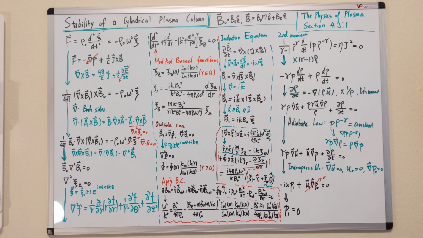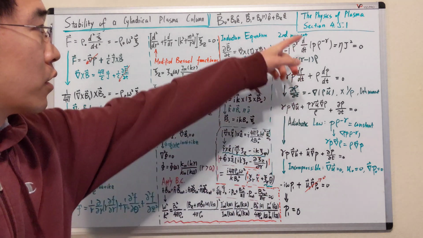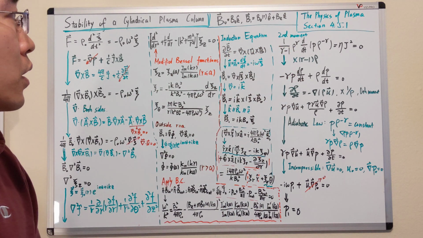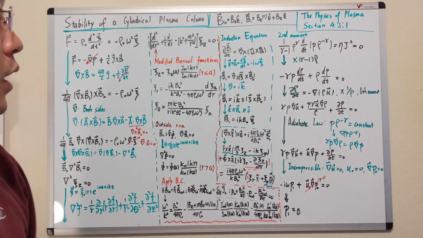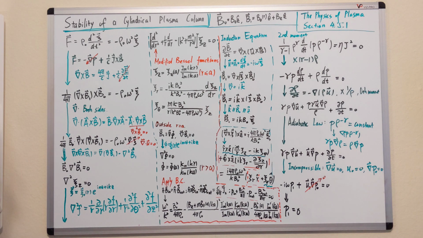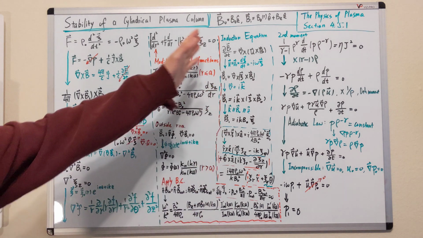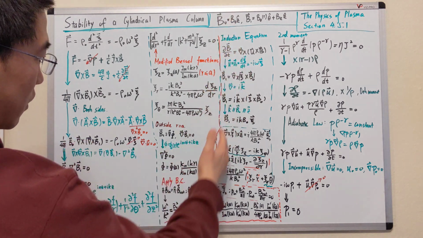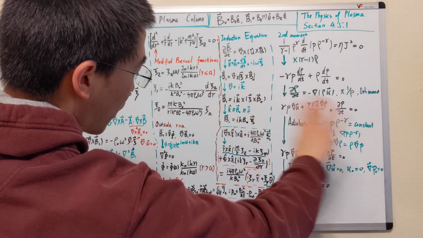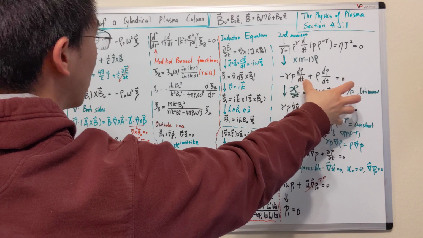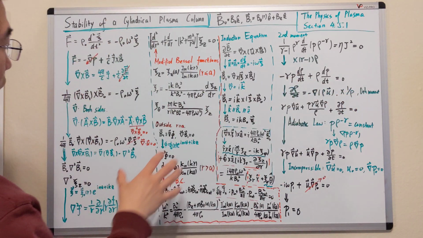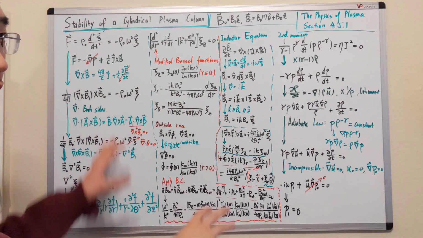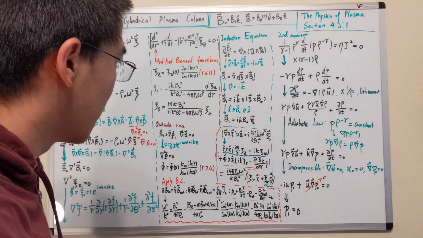Let me give you a brief description of the stabilities of a cylindrical plasma column. You can find the material in Physics of Plasma, section 4.5.1. On the chalkboard, anything on the right hand side is a supplementary derivation of the left hand side, and the left hand side is the main structure flow of the derivation.